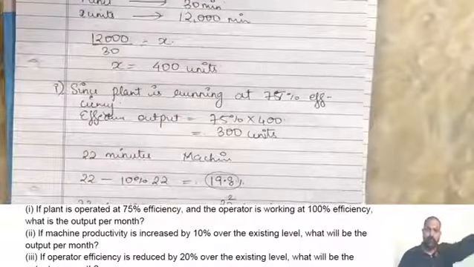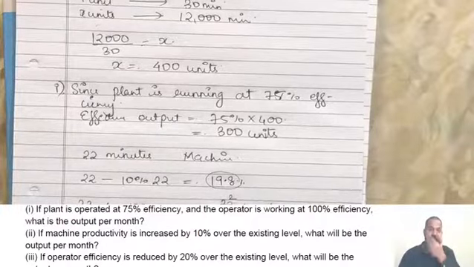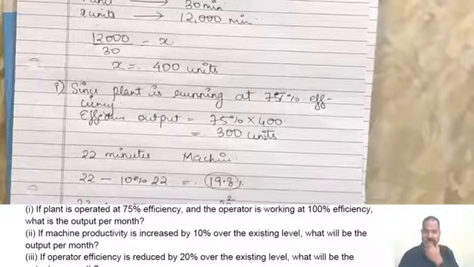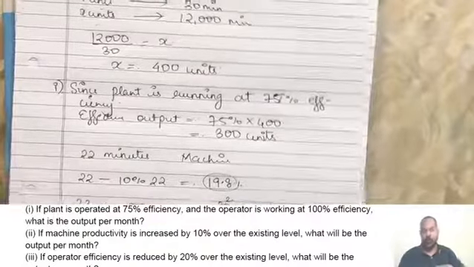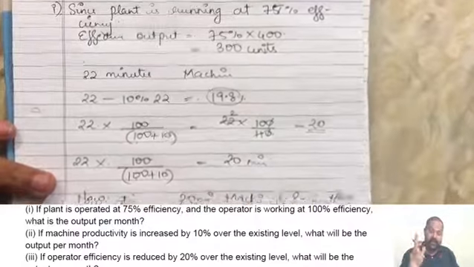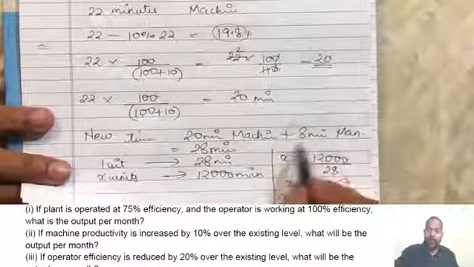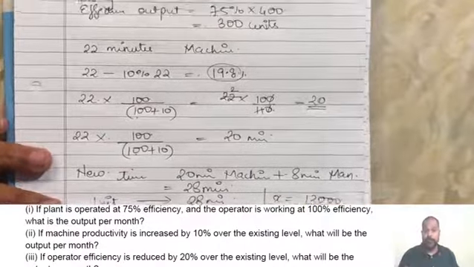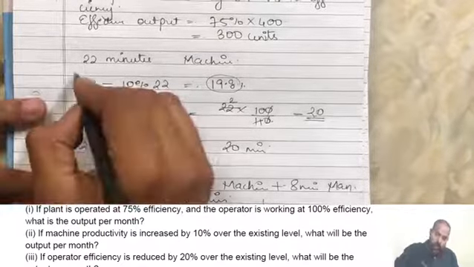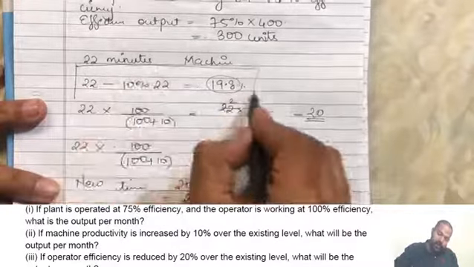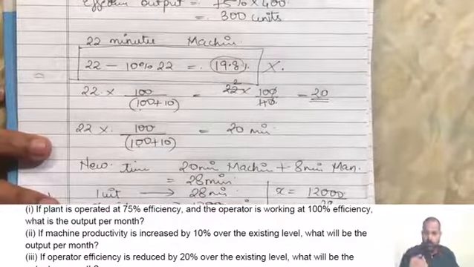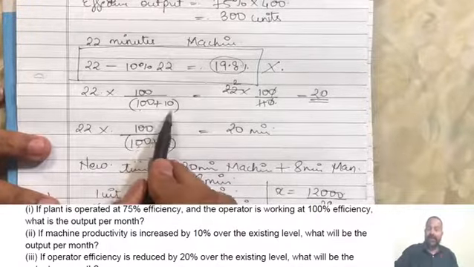Done? Question number 2 says, if a machine's productivity is increased by 10% over the existing level, what will be the output per month? So, man time remains the same, which is 8 minutes. The machine is becoming more efficient. If it is becoming more efficient, time needs to reduce. How do you reduce time? Not by subtracting 10% from it. You want to reduce it by 10%? Then divide it by 110%.